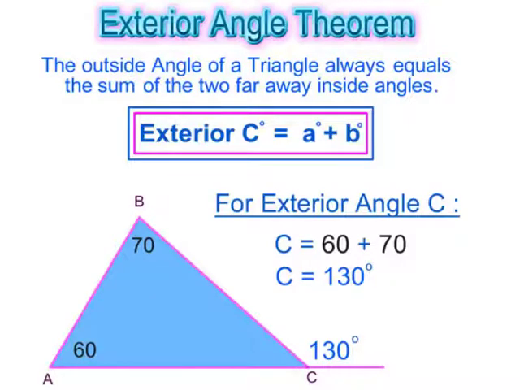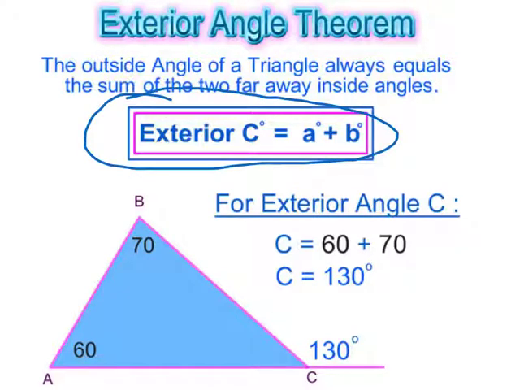There's another theorem that says the outside angle of a triangle always equals the sum of the two far away inside angles. So it can be looked at by this equation right here. The exterior angle C, which is 130, equals the other two sides. So in this picture right here, we're going to say C equals 60 plus 70. So the answer is 130.